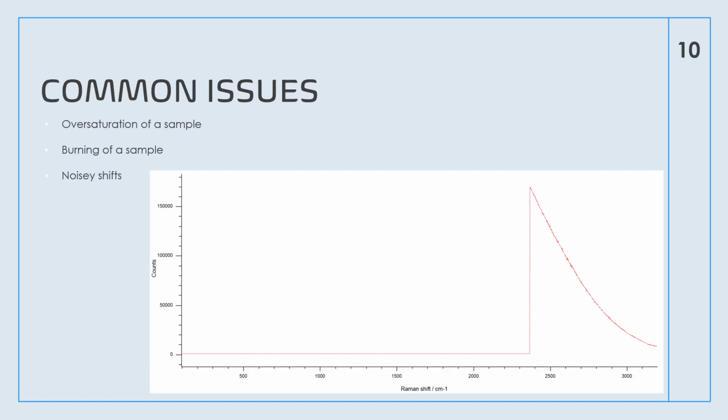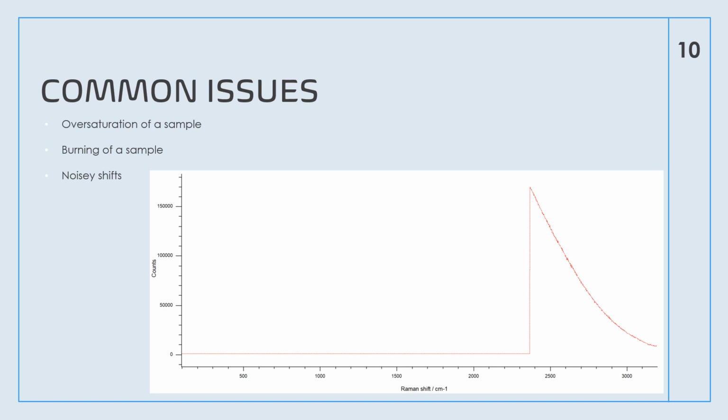Some common issues that occur during Raman spectroscopy are, first, oversaturation of a sample. If the sample becomes oversaturated, the shift will show as a dashed line as seen here. To solve this issue, try reducing the duration of the reading or laser power. Some samples that have similar coloring to that of the laser will have oversaturation issues, even at low laser power and short readings. For these samples, Raman spectroscopy may not be the best characterization method.